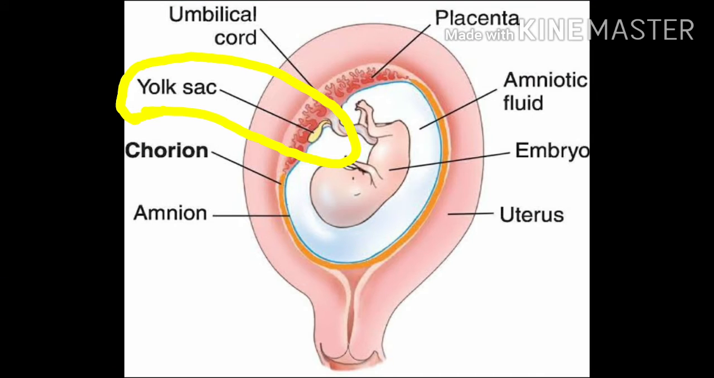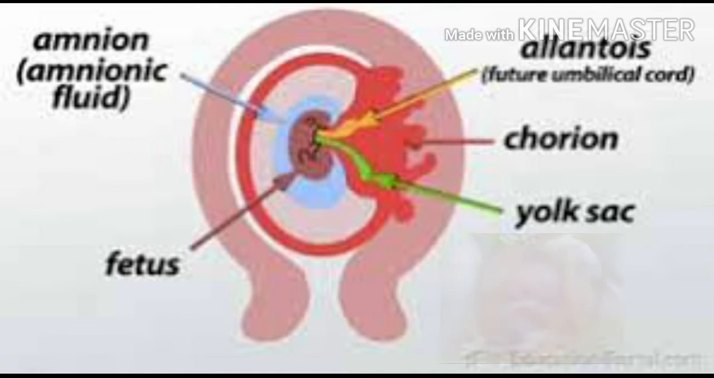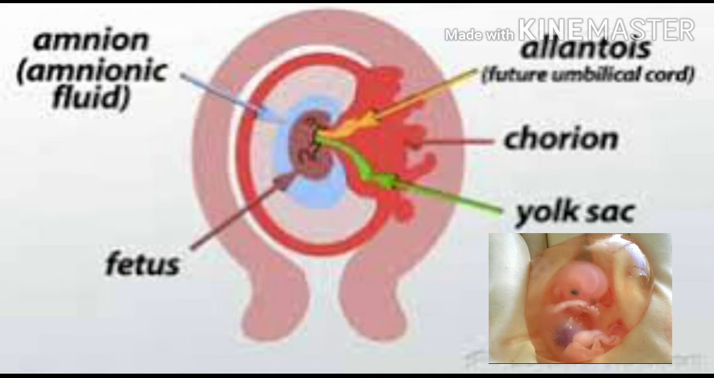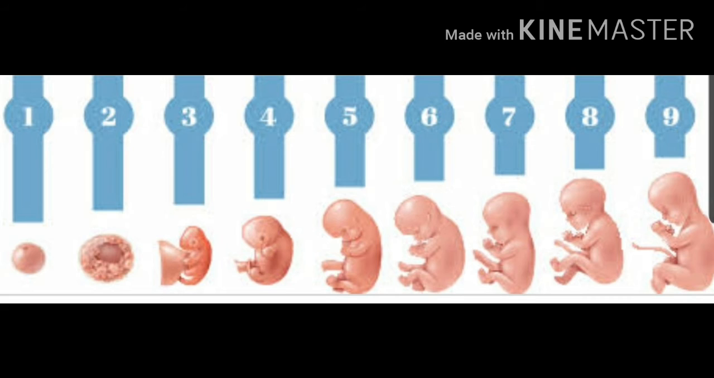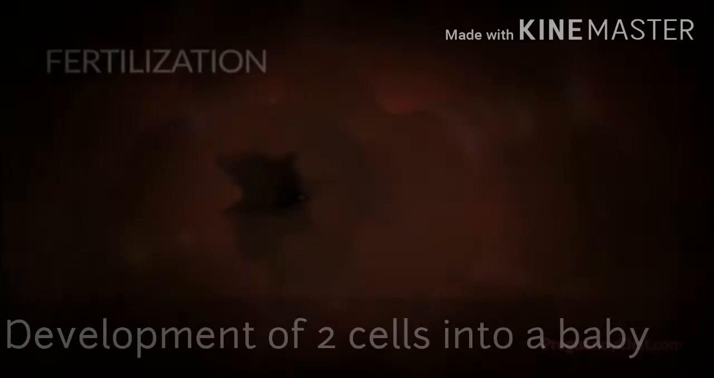The yolk sac encloses a fluid-filled cavity. It has no specific functions in placental mammals. The embryo develops until it is ready to be born. From the third month of pregnancy, the embryo is called a fetus. Pregnancy lasts for an average of 9 months or 280 days. This period is called the gestation period.